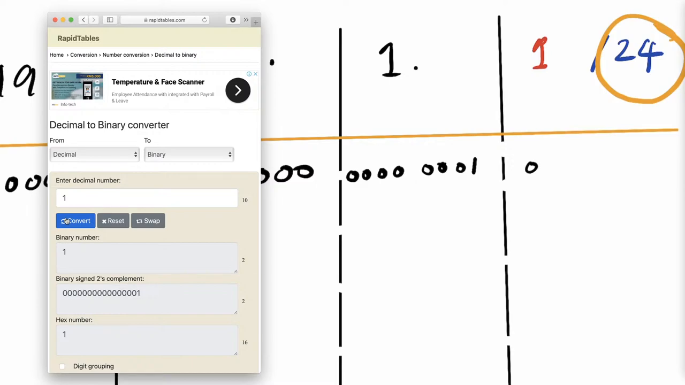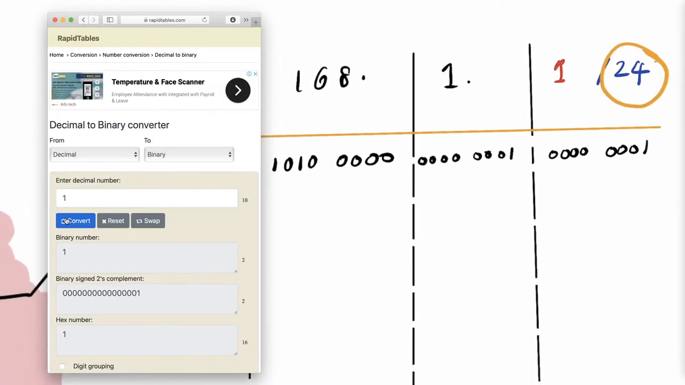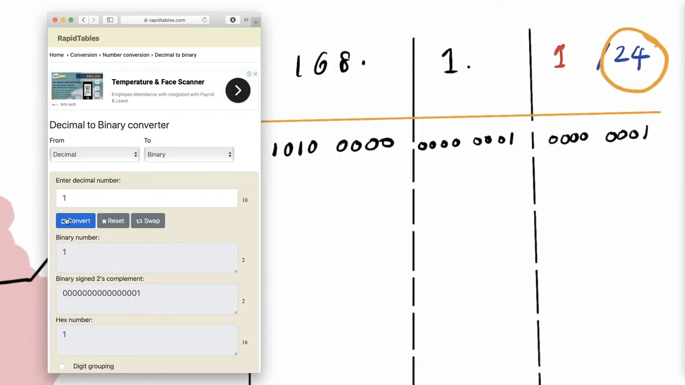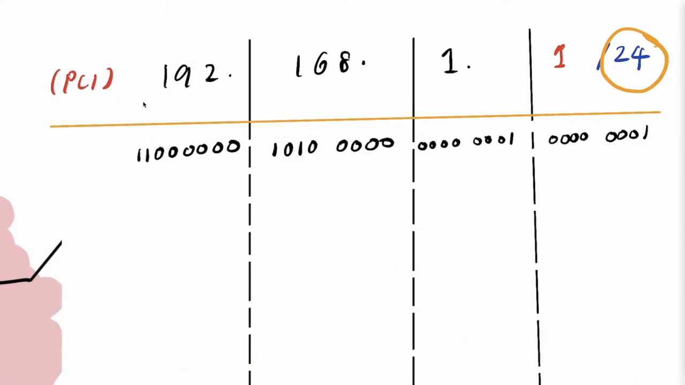So we have another 1 here: 00000001. And with that, we have already converted 192.168.1.1 to its binary notation. Okay, now the next thing you want to do is write the subnet mask here so that you can do the AND operations.